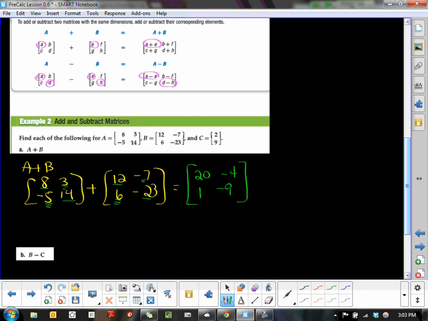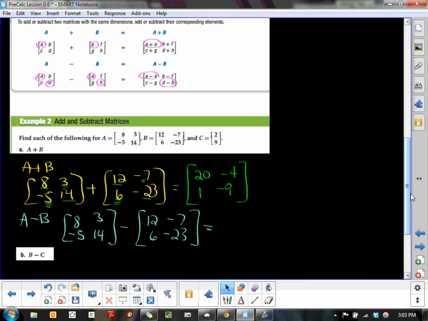Now that's the sum. I also want to look at calculating the difference. So what does A minus B give us? We're going to take our 8, 3, negative 5, 14, and subtract our 12, negative 7, 6, negative 23. Again, they're the same dimensions, so they can be subtracted. So now it's a matter of taking an 8 minus a 12, which is negative 4. It's going to be a 3 minus a negative 7. So minus a negative is plus, so it's going to be 3 plus 7, or 10. This one is negative 5 minus 6, which is a negative 11. And the final one is 14 minus a negative 23, which means it's 14 plus 23. So 23, 33, 37. So we have a 37.